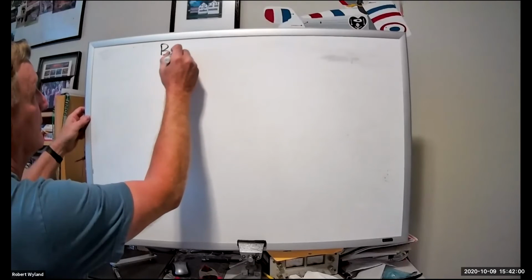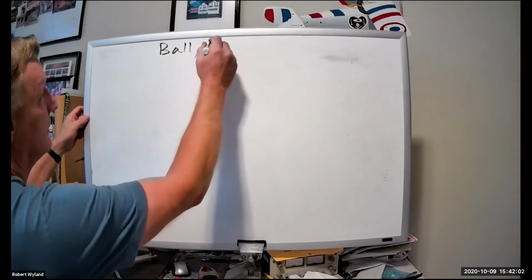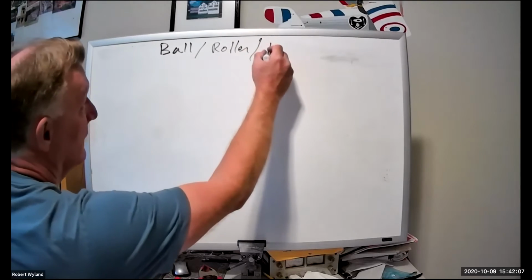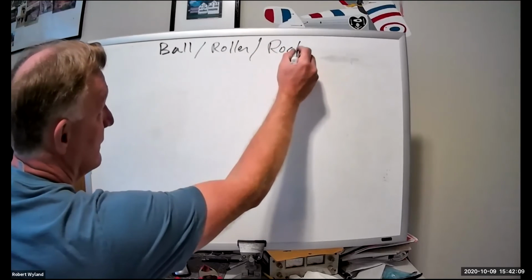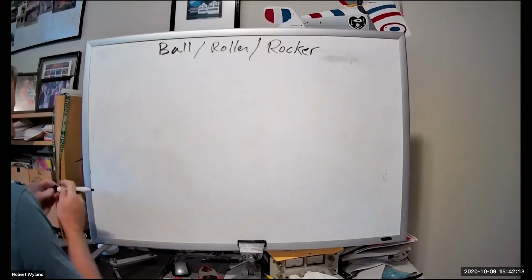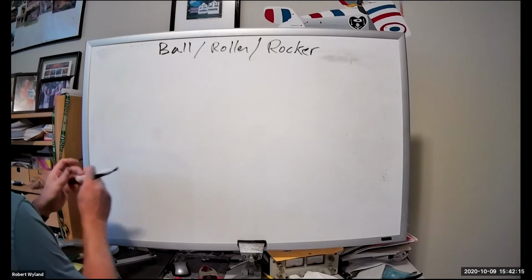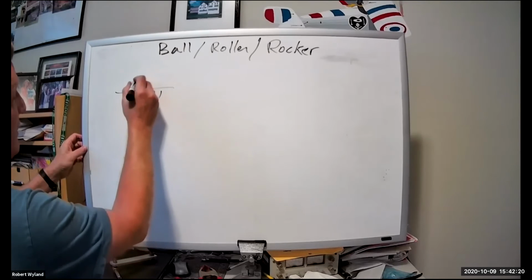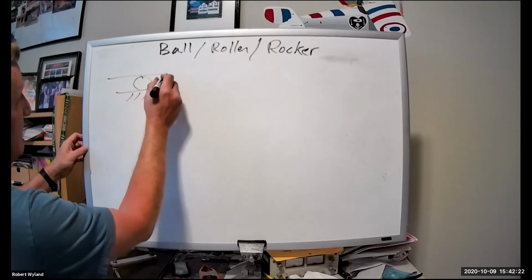So we've got ball, roller, and a rocker. And that's not Eddie Van Halen. All right. So how would we draw that? We would have our bed here, and we'd have a ball. We put our beam on top.